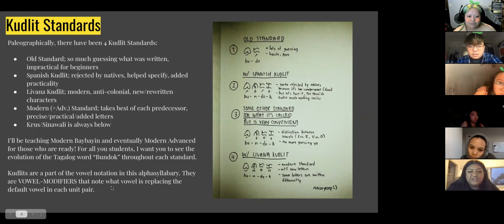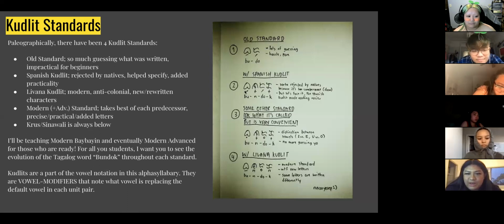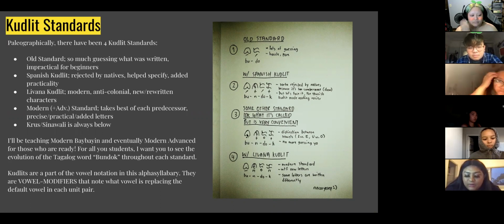Kudlits are part of the vowel notation within the alpha syllabary. They are vowel modifiers that note what vowel is replacing the default vowel in each unit pair. So, sorry, they're very loud behind me. Look at standard number 3, and then look at it versus the Spanish standard. If you look at the kudlits below, which is the vowel notation, the vowels for U and O are both just slashed underneath the Baybayin letter. And here for the word bundok, the U is a dot and then the O is a circle. And we'll be seeing more of that in the next slide.